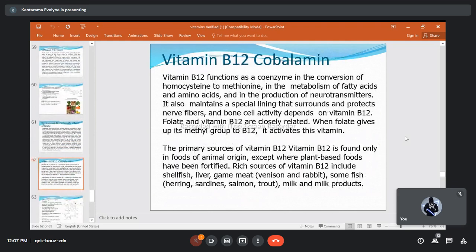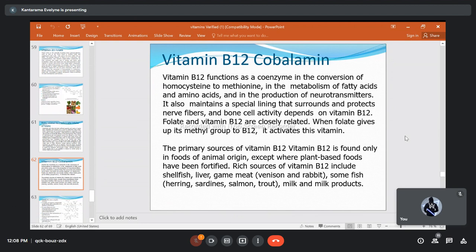Vitamin B12 or cobalamin functions as a coenzyme in the conversion of homocysteine to methionine, in the metabolism of fatty acids and amino acids, and in the production of neurotransmitters. It also maintains a special lining that surrounds and protects nerve fibers, and bone cell activity depends on vitamin B12. Folate and vitamin B12 are closely related. When folate gives up its methyl group to B12, it activates this vitamin.